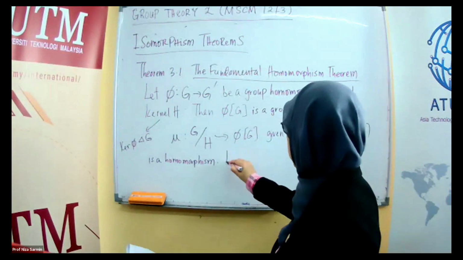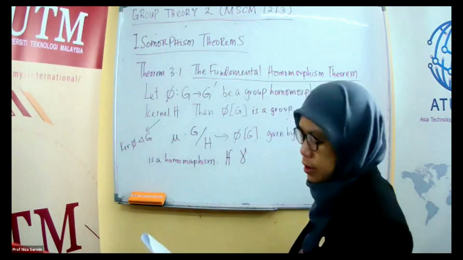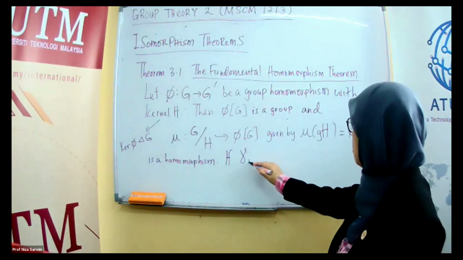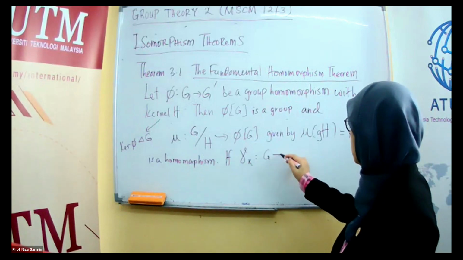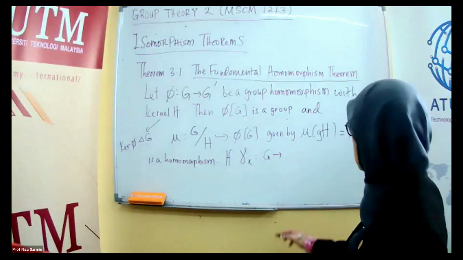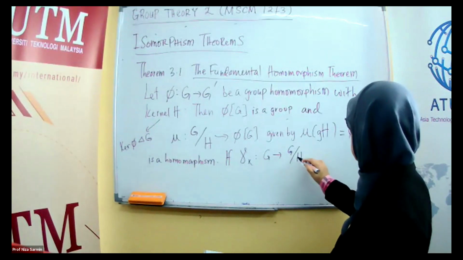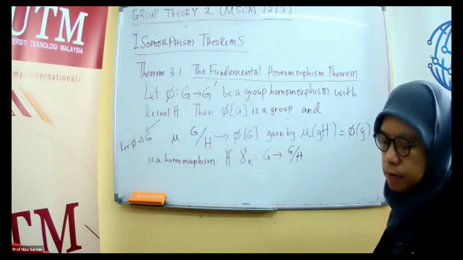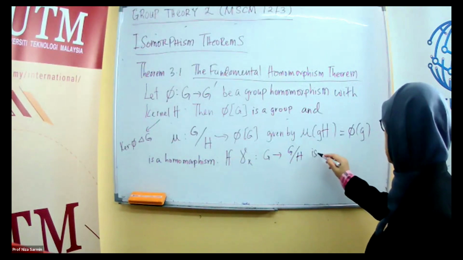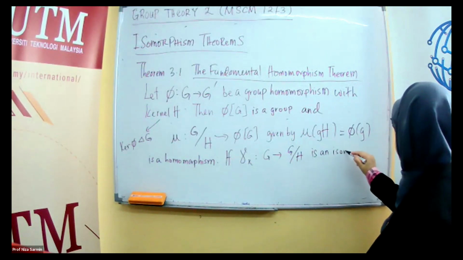Okay, now if we have gamma from G to G mod H, it is an isomorphism.